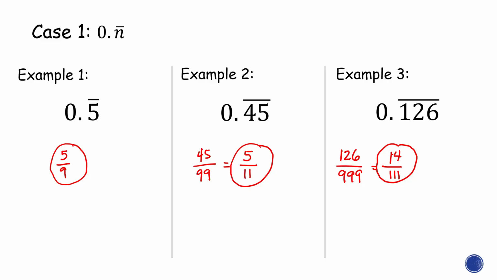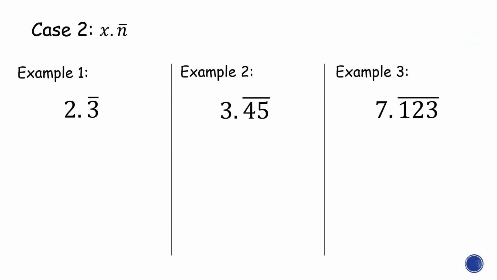All right, let's go to case number 2 now. For case number 2, the ones digit is greater than 0. So here we have 2, we have 3, and then we have 7. All right, let's go to example number 1 first. For this one, we will just remove the decimal point. We consider that 23 minus the ones digit, which is 2. So this gives us 21.